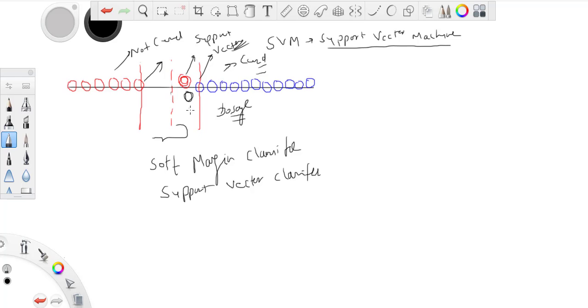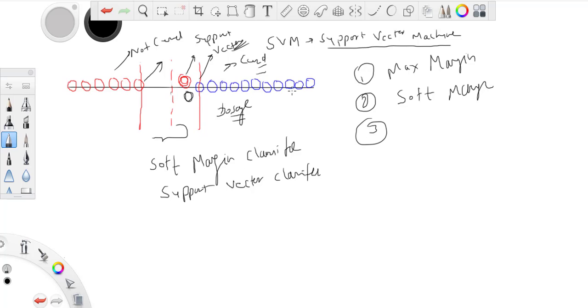Okay, so till now we have talked about 3 things. One is the maximum margin classifier, when we are deciding a boundary where my margin is maximum from the nearby points. Then if I allow misclassification, that is known as a soft margin classifier, and the points which help me to decide the decision boundary and the points within this are known as support vectors.